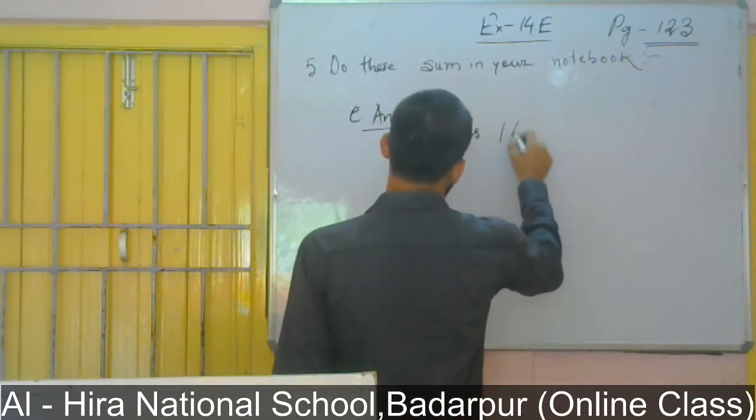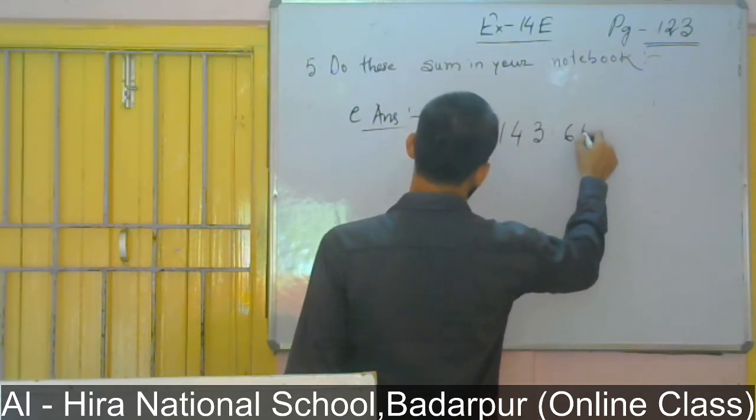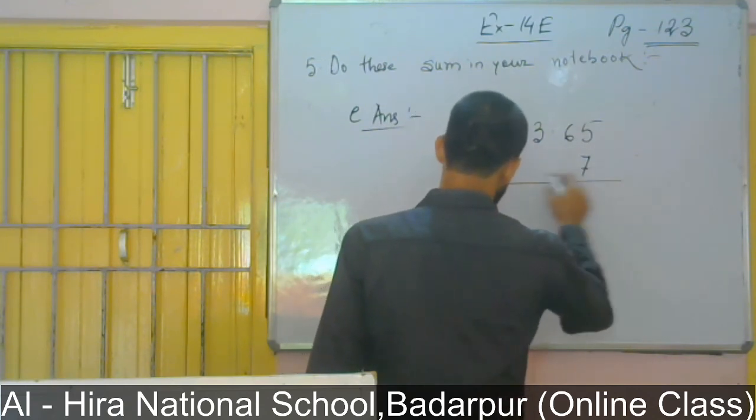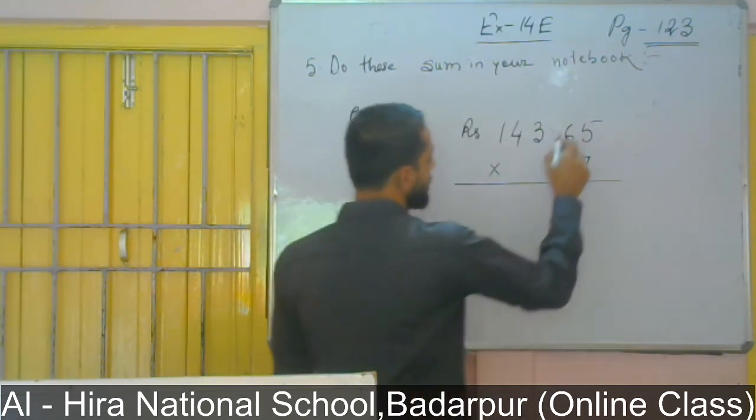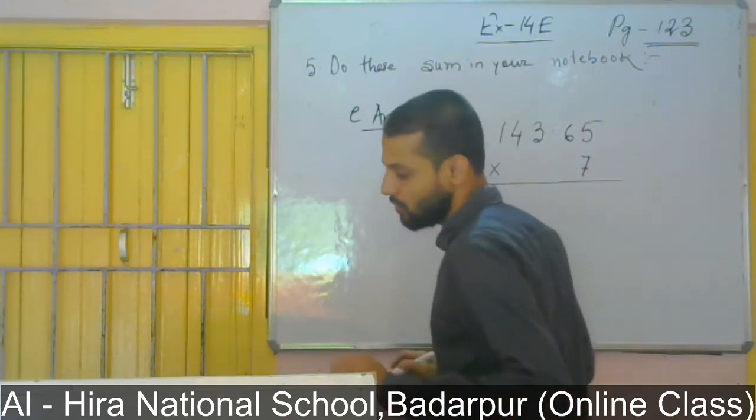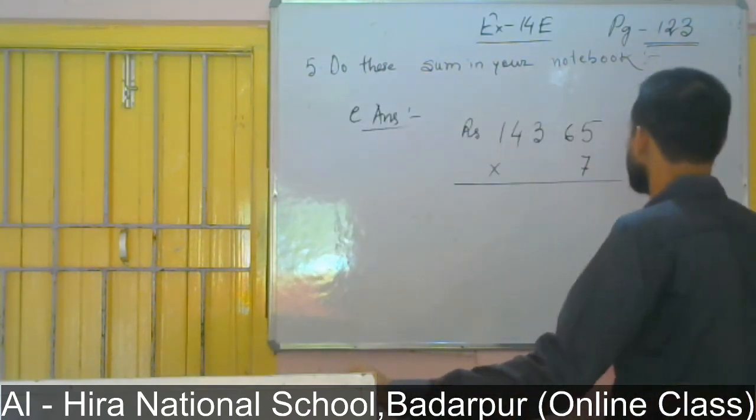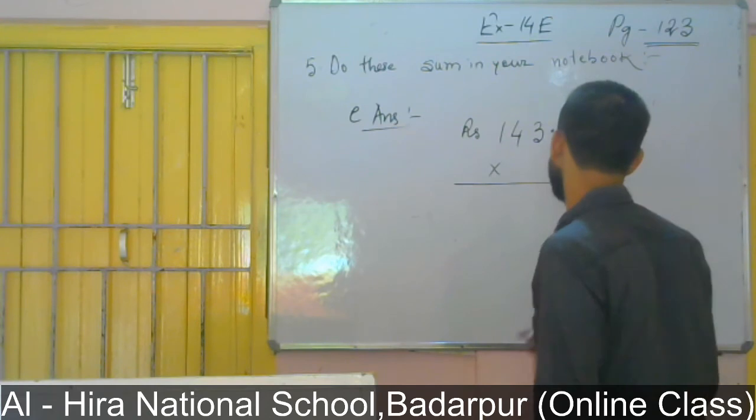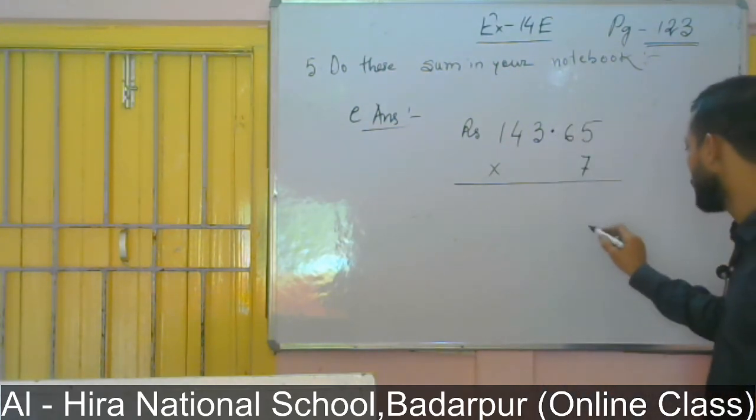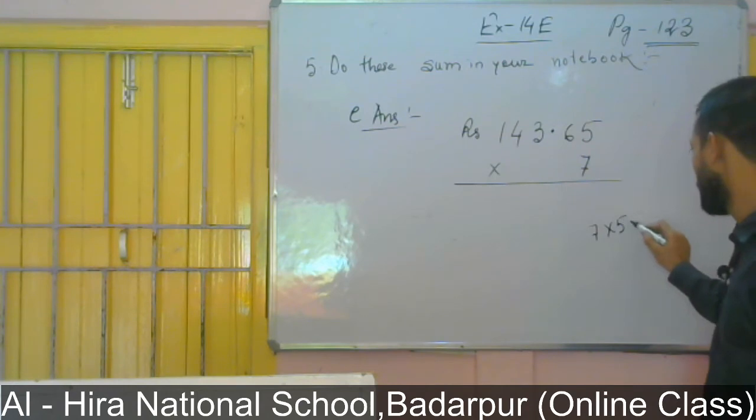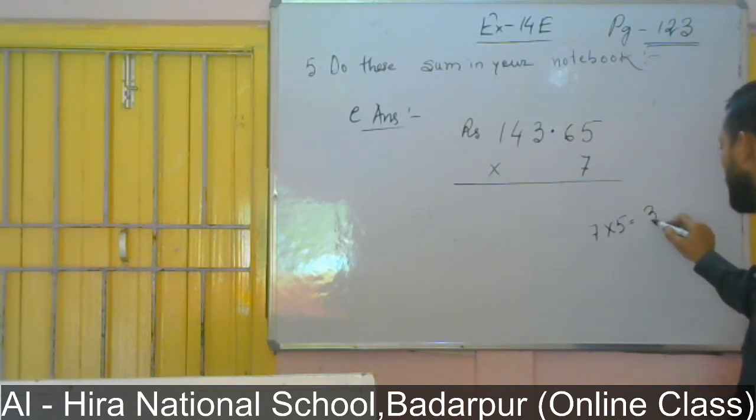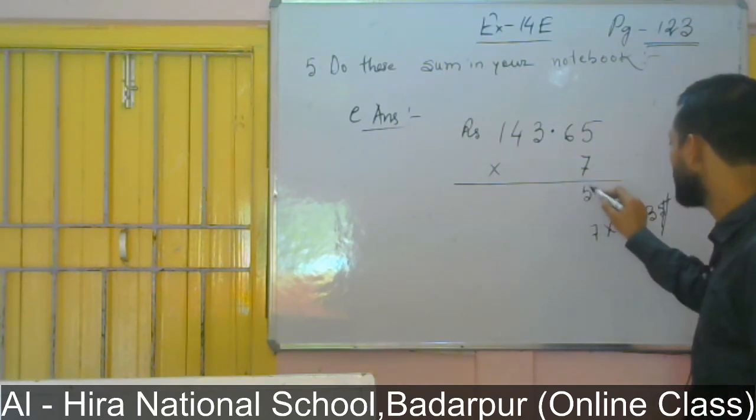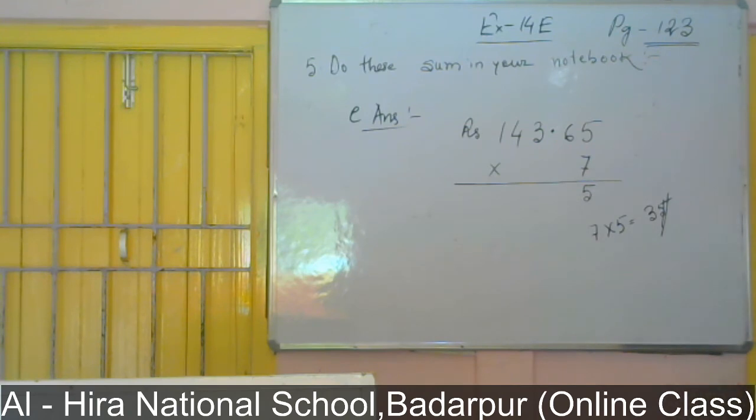So we can write rupees 143.65 multiplied by 7. Here we can see one decimal point. Let me make it bold so that you can see. First of all we are going to multiply 7 by 5. We know that 5 sevens are 35. So from 35 we are going to write here 5. That means 3 will be in my hand.